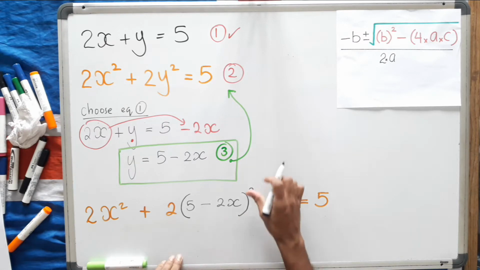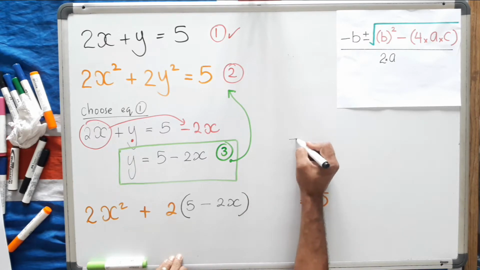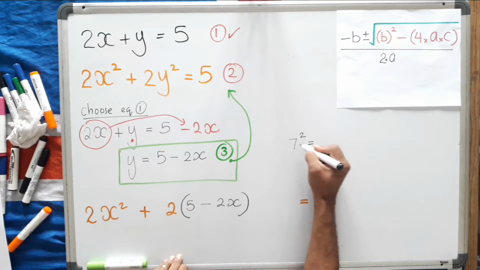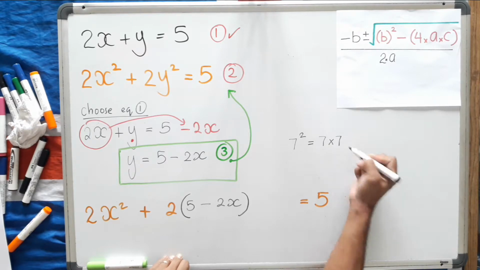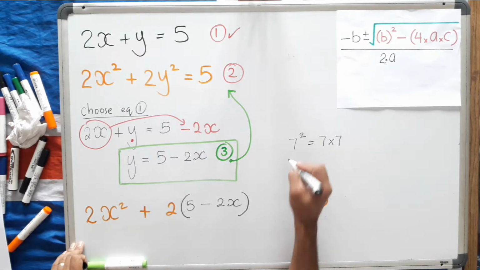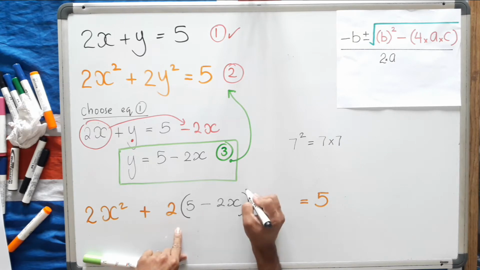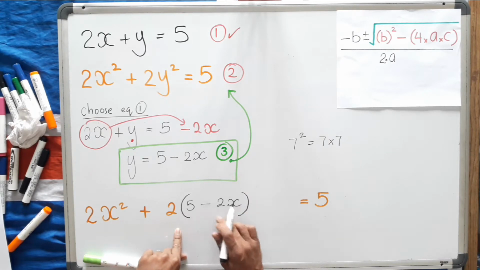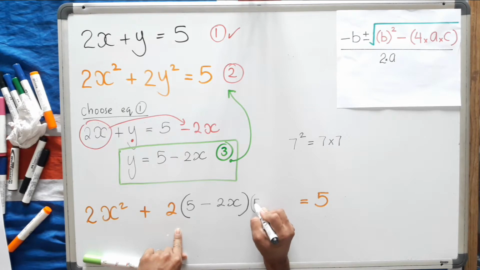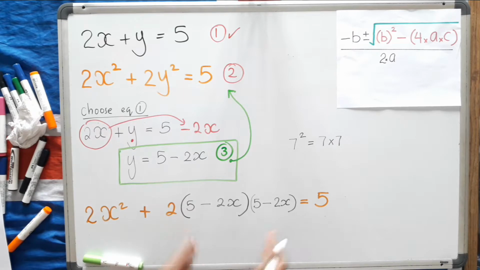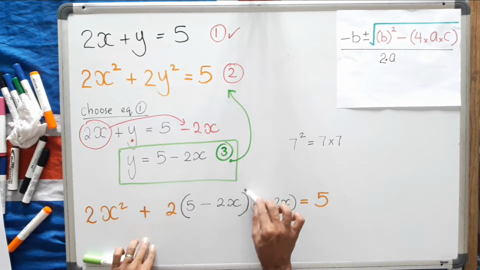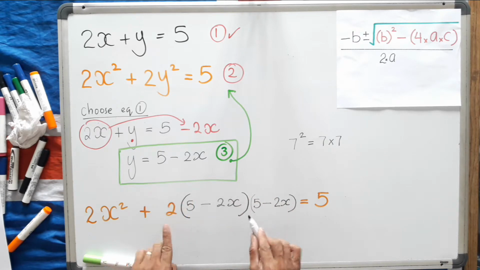Squared means you have to take it. If I say 7 squared, 7 squared means I have to take 7 and multiply it by another 7. If I have 5 minus 2x squared, it really means 5 minus 2x, and we have to take it and multiply it by the next 5 minus 2x. It looks strange, but that is the correct thing to do. And remember, the squared only belongs to the brackets part. So we only multiply that part by itself.